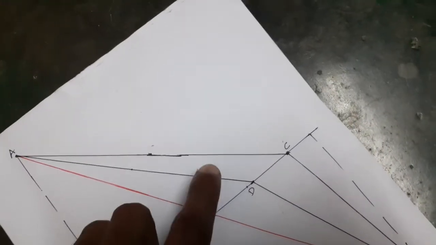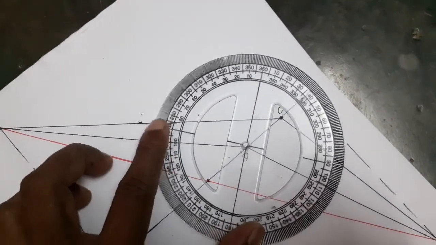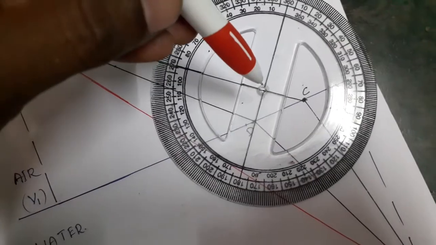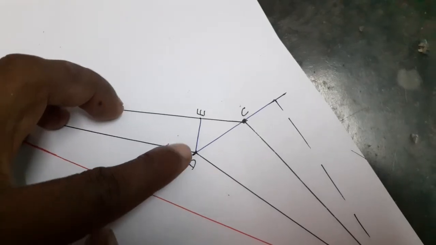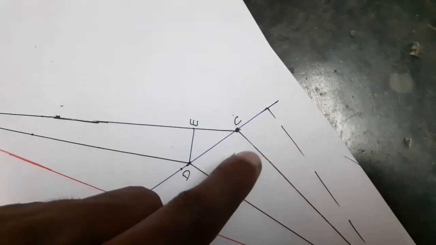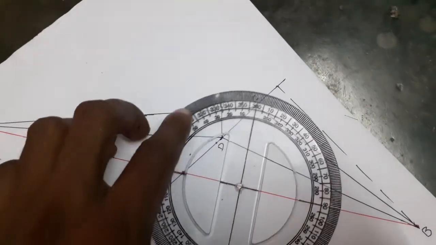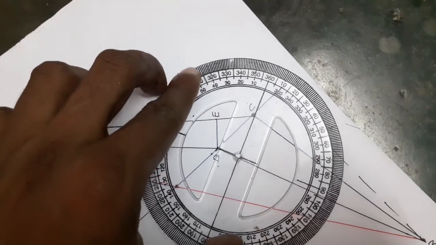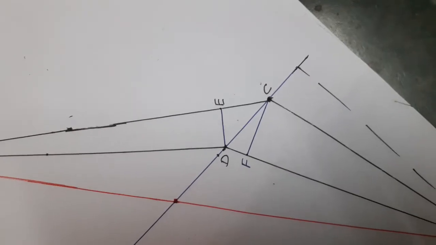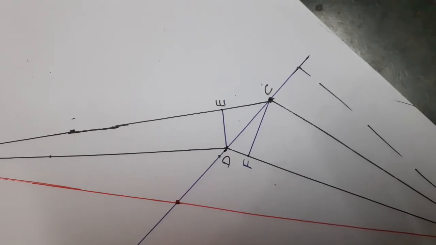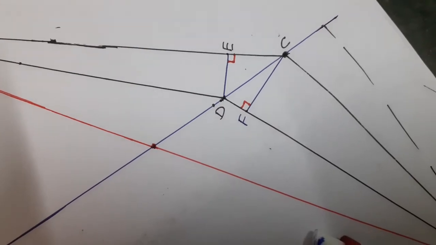Now draw a perpendicular between these two paths at D. So DE is the perpendicular line. Now draw another perpendicular to these two paths. And here FC is the perpendicular. So we got two right angle triangles, DEC and DFC.